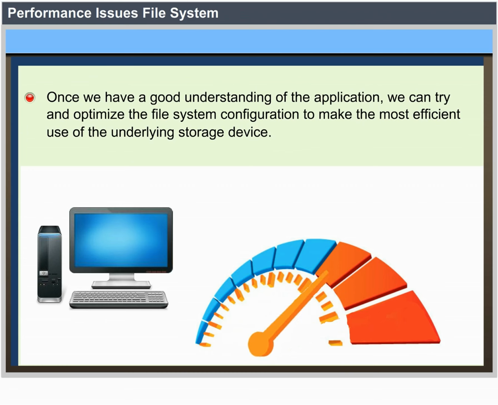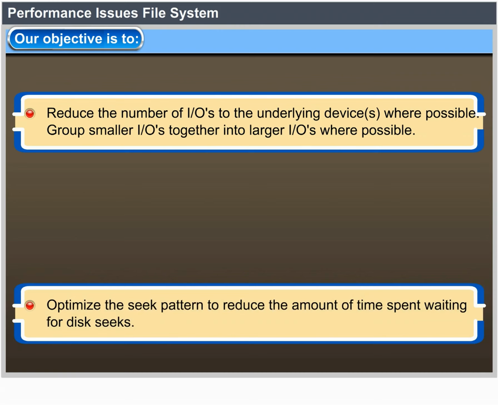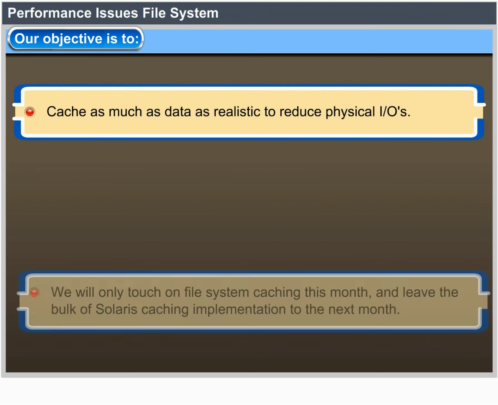Our objective is to reduce the number of input-outputs to the underlying device or devices where possible, group smaller input-outputs together into larger input-outputs where possible, optimize the seek pattern to reduce the amount of time spent waiting for disk seeks, and cache as much data as realistic to reduce physical input-outputs. We will only touch on file system caching this month and leave the bulk of Solaris caching implementation to the next month.